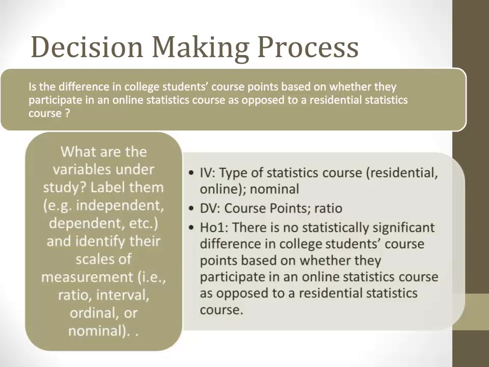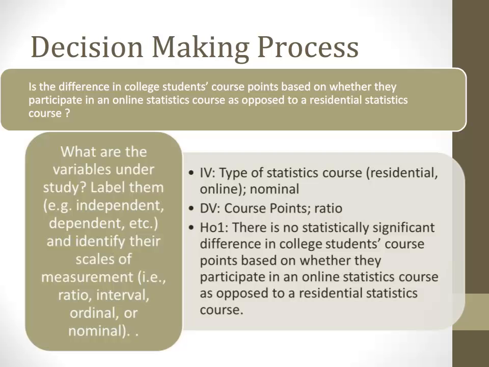Here we see that the researcher wants to know the influence of one variable on another variable. So we have independent and dependent variables here. First of all, the independent variable, the variable that the researcher is either manipulating or looking to have an effect on the dependent variable, is type of statistics course. And here we see there's two levels, and that's residential and online. And since this has two categories that can't be ranked, ordered, or measured, then we can identify it at the nominal level of measurement.